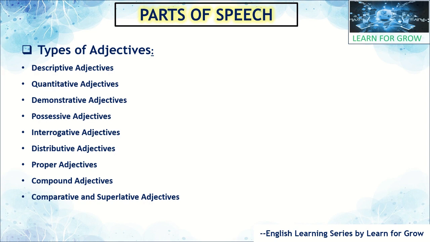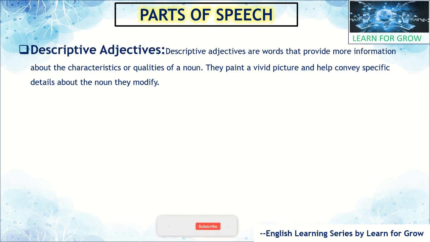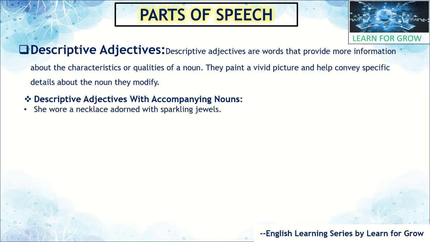Okay, we will go through each one by one, then you can understand what it means and where we use these adjectives. Let us see, first one is descriptive adjectives. Descriptive adjectives are words that provide more information about the characteristics or qualities of a noun. They paint a vivid picture and help convey specific details about the noun they modify. See here a few examples so you can understand.